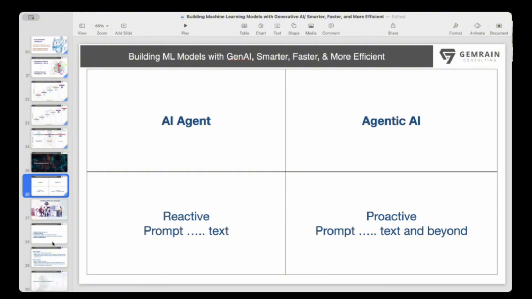And this is considered the current development of generative AI. So AI agent and agentic AI are under generative AI.